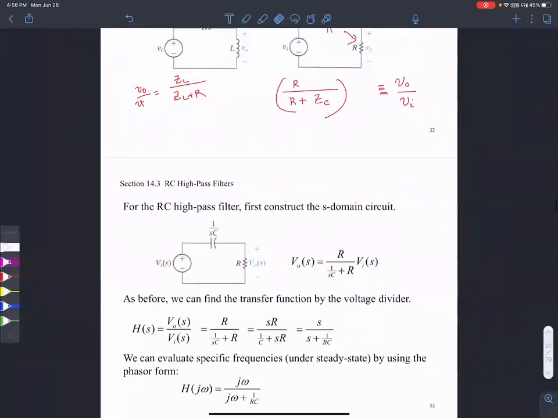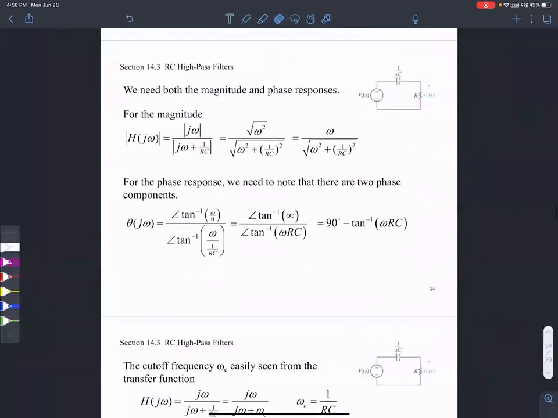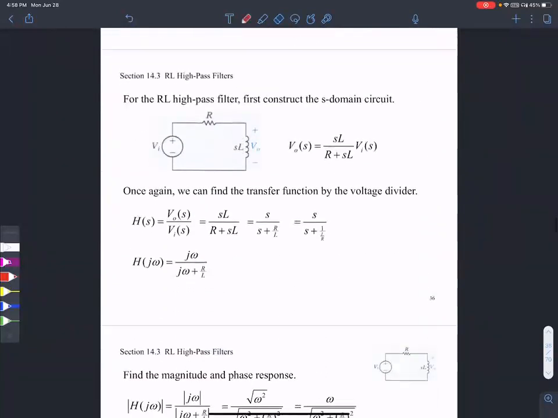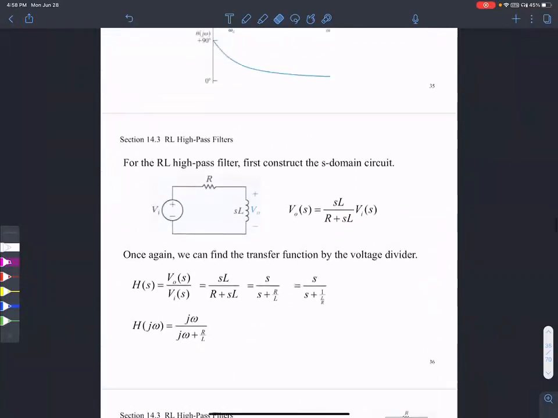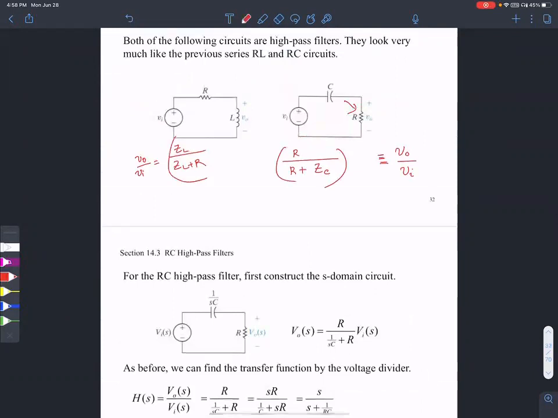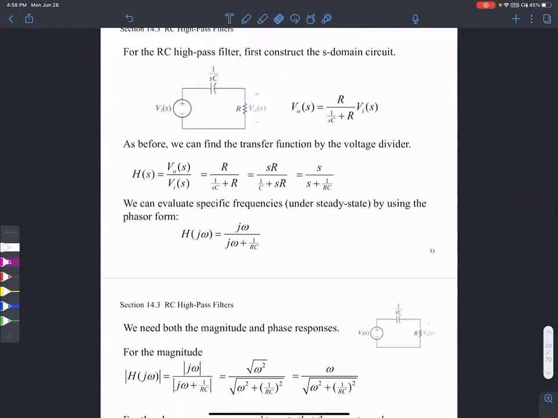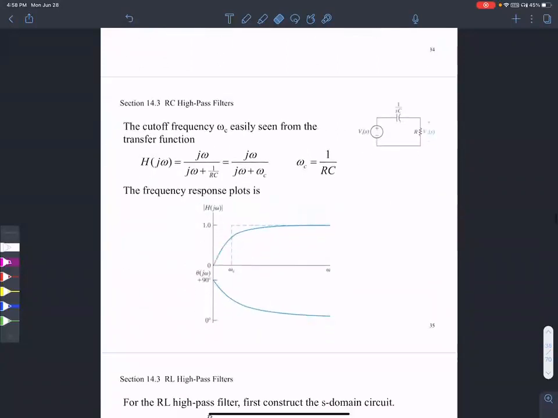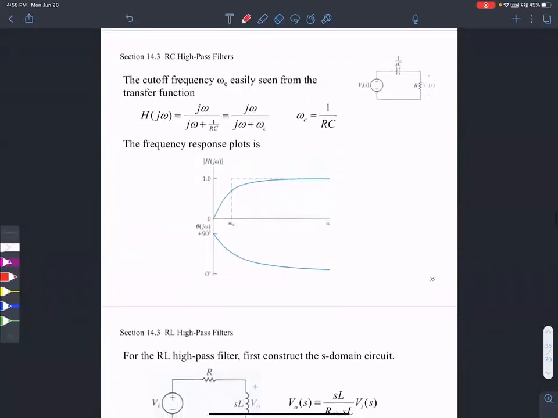So you plug in the expression for ZL and ZC. So this is ZL by ZL plus R. That's the voltage division, right? So let's go back. ZL by ZL plus R. That's all there is to it. And then, of course, you do the magnitude and phase response. But here is the classic.